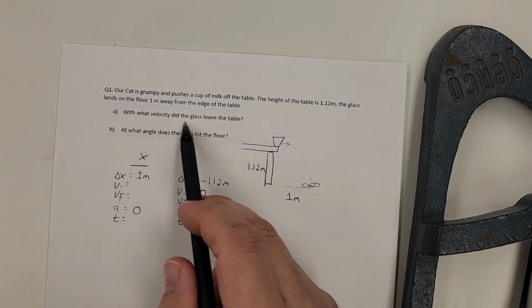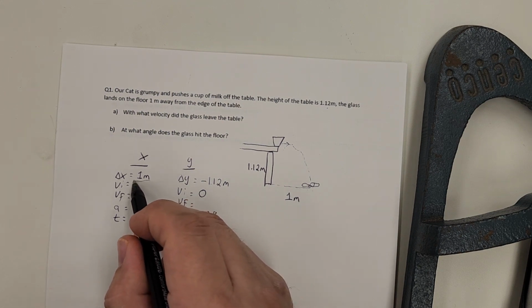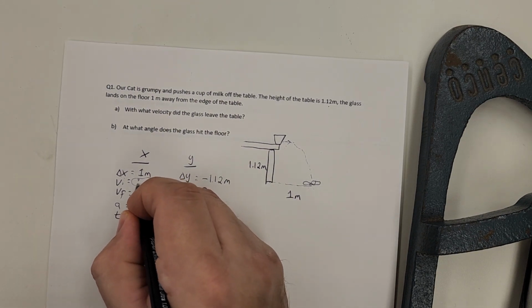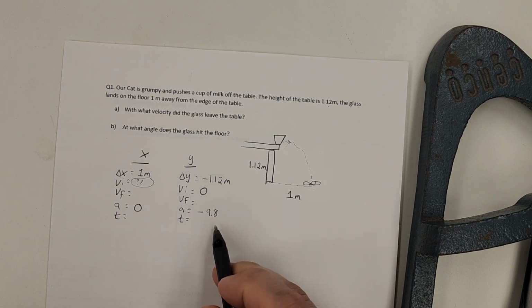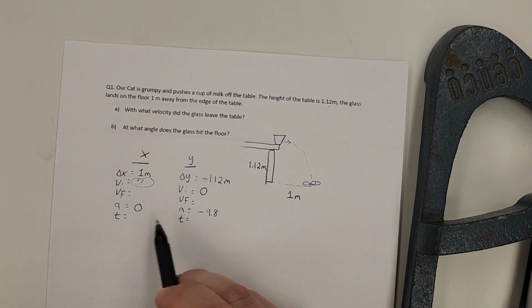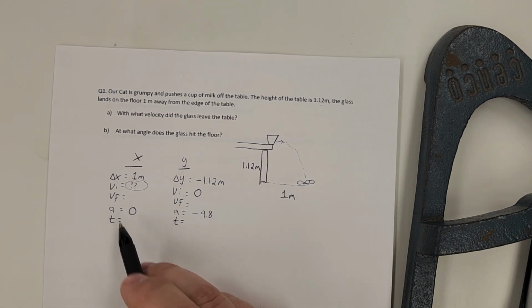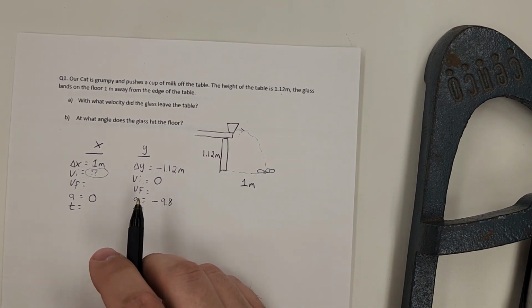So for this one, what velocity did the glass leave the table? We want to find out what this velocity here is. Okay, that's our question mark. I don't have enough information to go off of this side, but I do have enough information on this side. And the one thing that transfers is time. So I can solve for the time here and transfer it over to here. And then I'll have enough to solve. So let's try solving for some time.